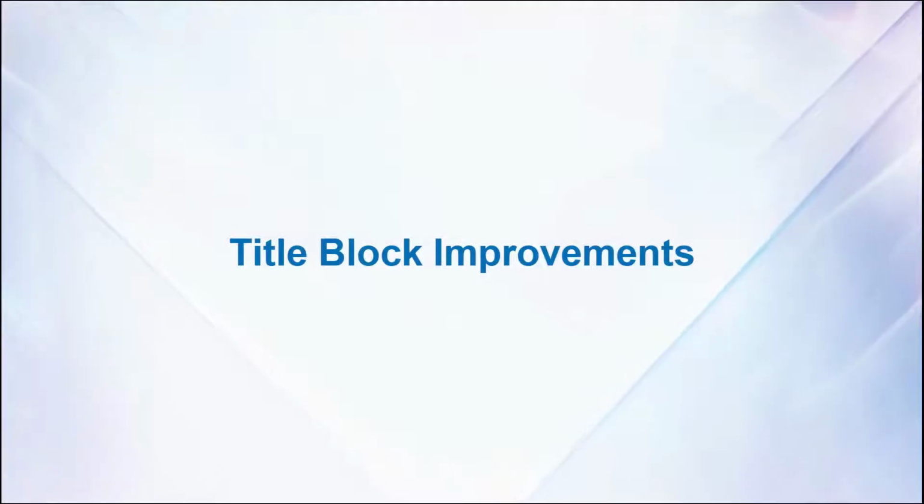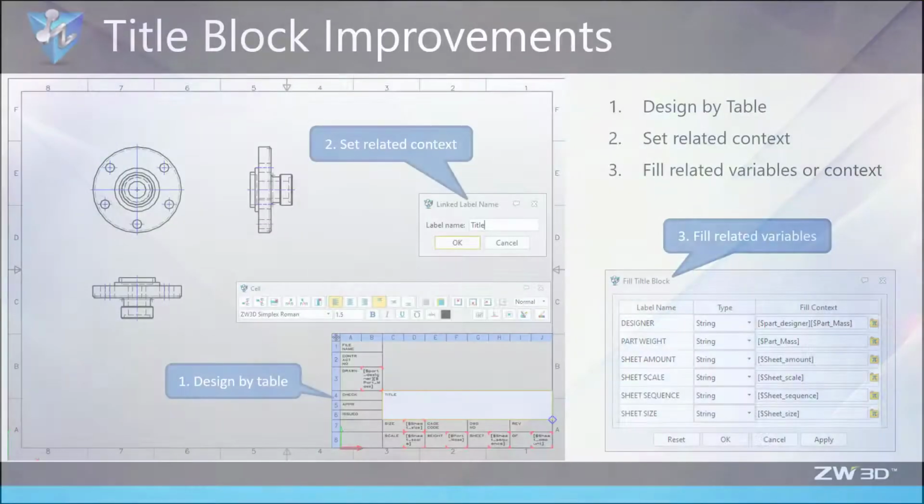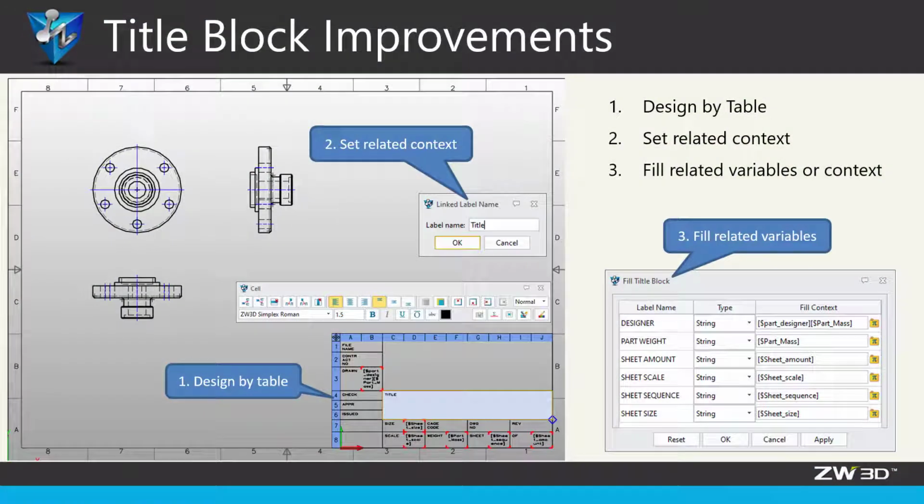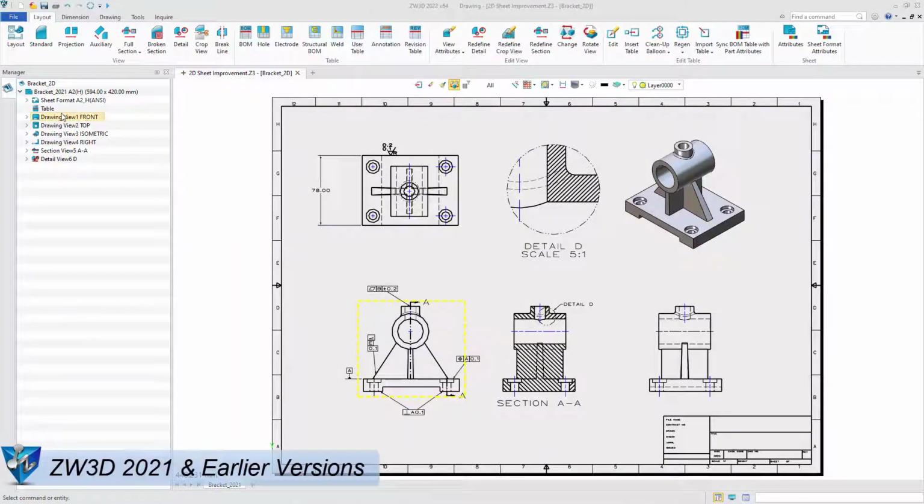Title block improvement. Starting from ZW3D 2022, you could define a title block via three steps. First, design the title block by table. Second, set related context for the target cells. Third, fill the related variables for the target cells.